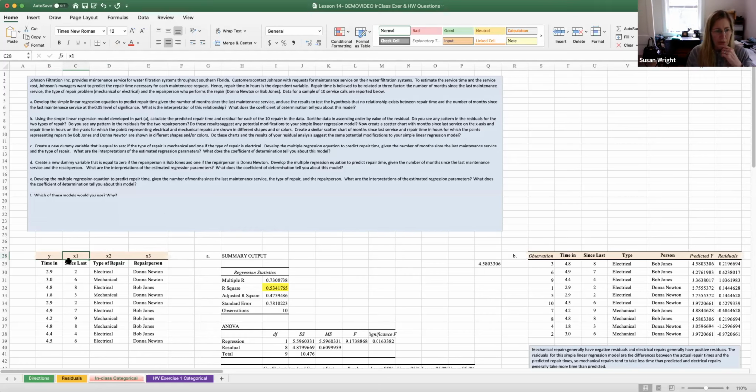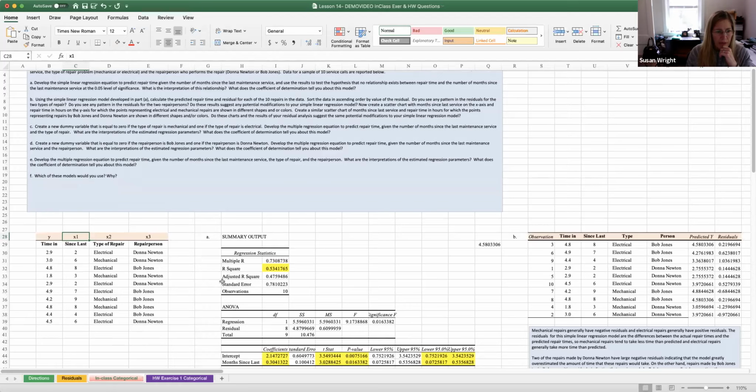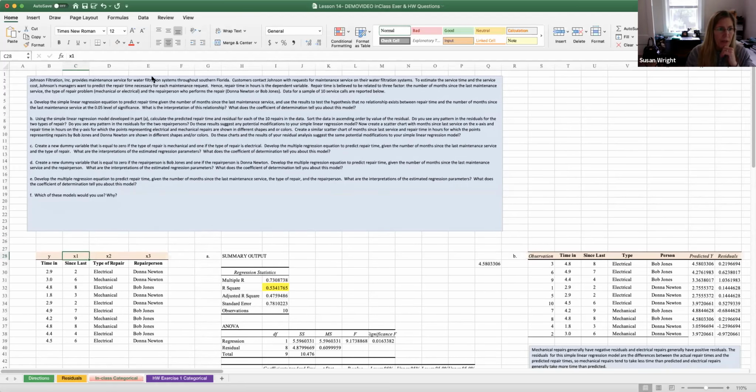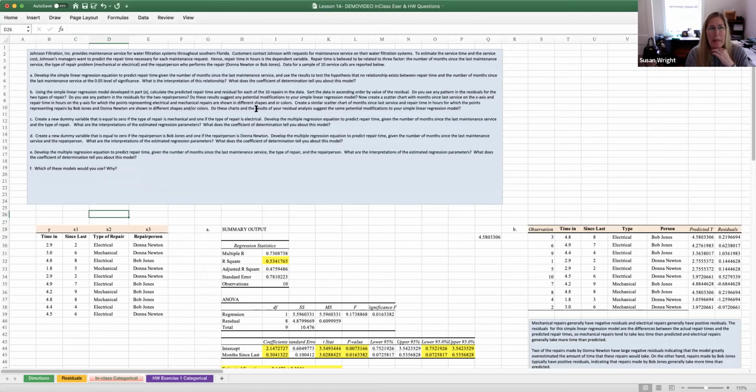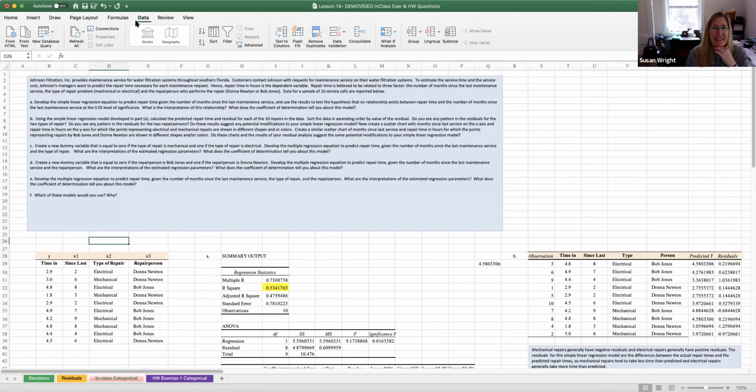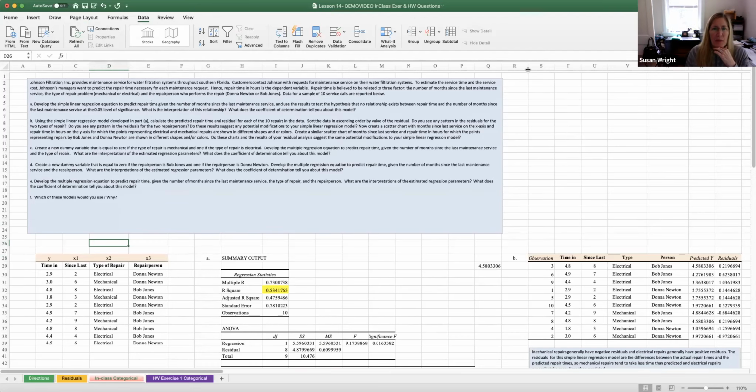So if we just start with that first one and we run the regression, let me remind you how to do that. So you go to data. Maybe you go to data. Oh, that's really bizarre.